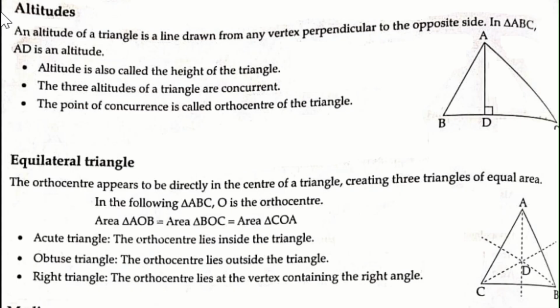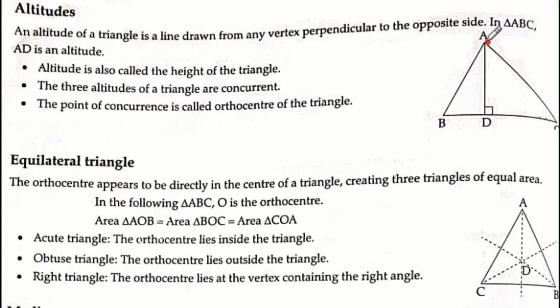So the next term related to triangle is altitude. So what's an altitude? The altitude of a triangle is a line drawn from any vertex perpendicular to the opposite sides. Here we have a triangle ABC. As it says, we can draw from any angle, a line which is drawn perpendicular to the opposite side.